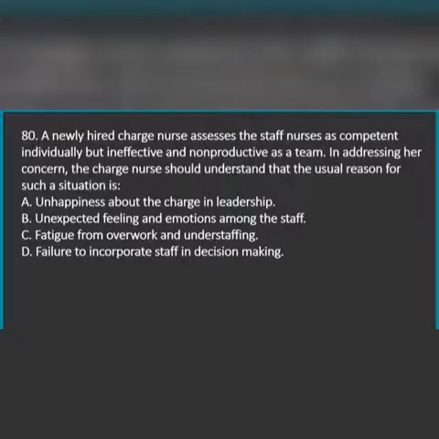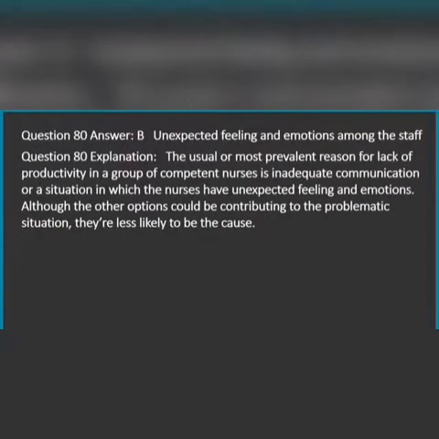In addressing her concern, the charge nurse should understand that the usual reason for such a situation is: A. Unhappiness about the charge in leadership. B. Unexpected feeling and emotions among the staff. C. Fatigue from overwork and understaffing. D. Failure to incorporate staff in decision-making. Question 80. Answer: B. Unexpected feeling and emotions among the staff.